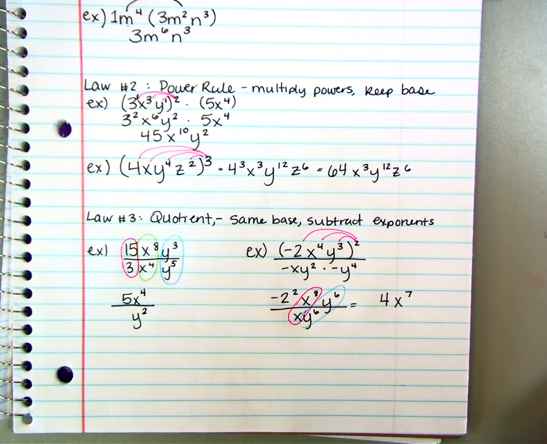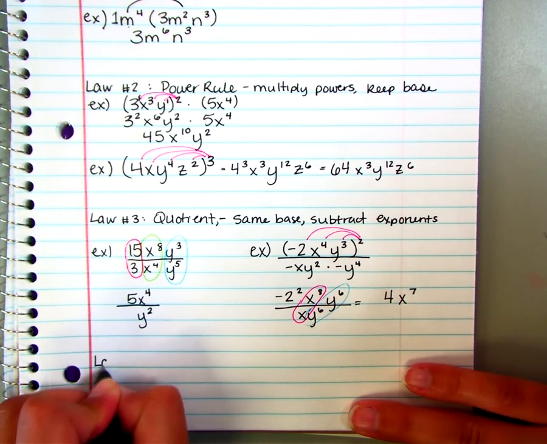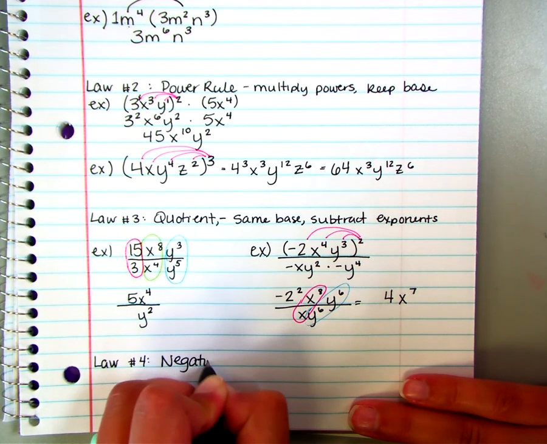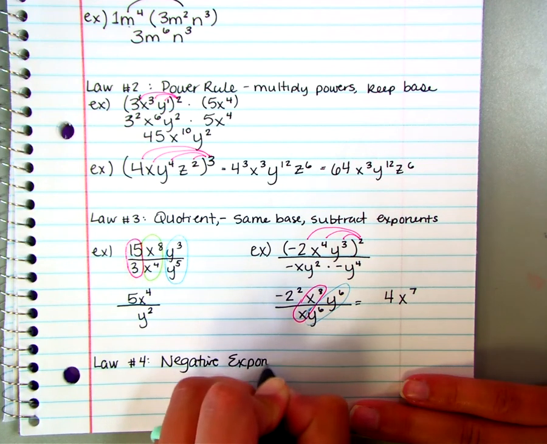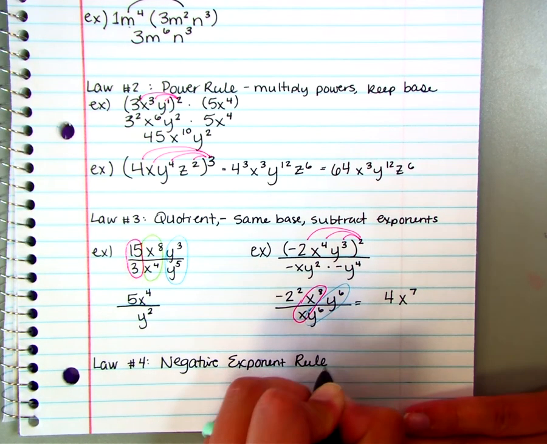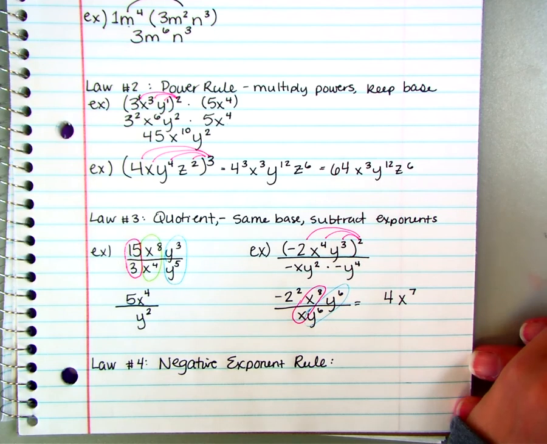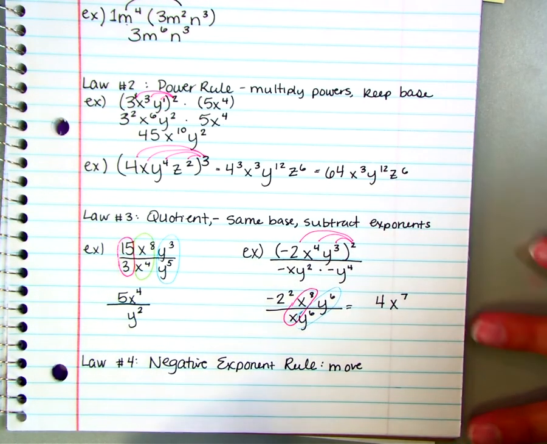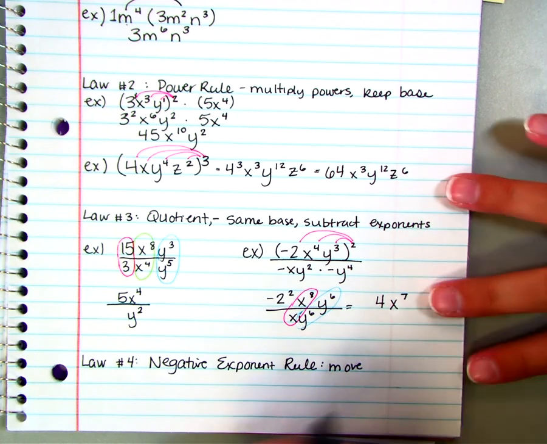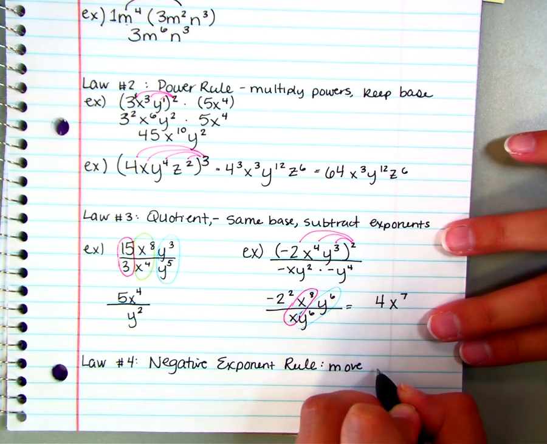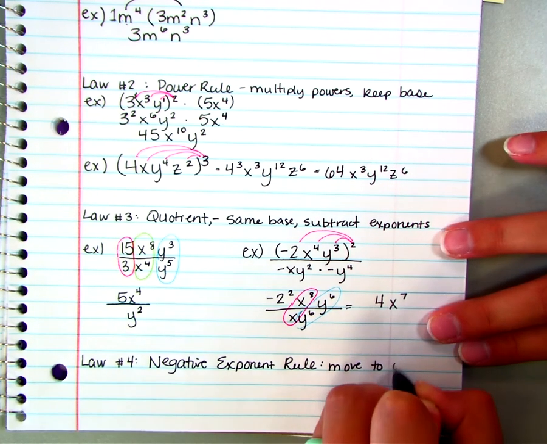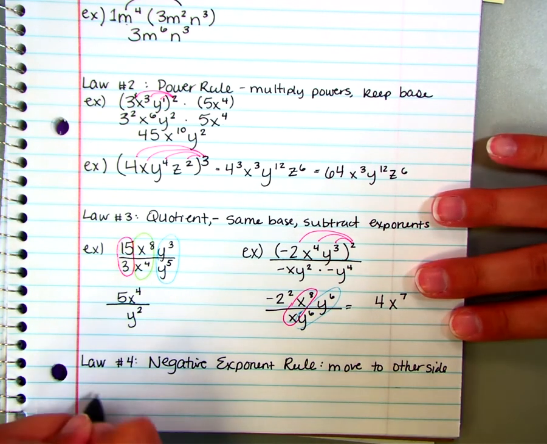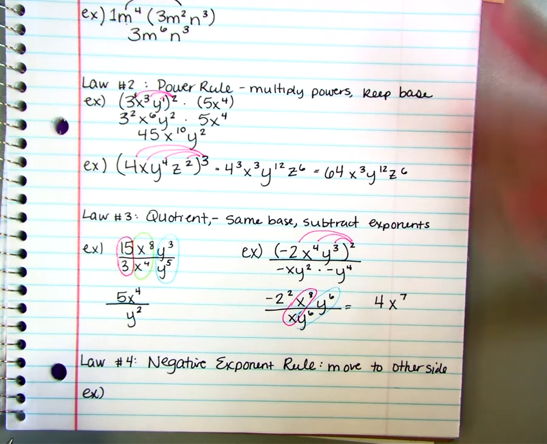So, all right, last law is the negative exponents. And obviously, when I'm giving you the definition for the rules, I'm not using correct mathematical terminology, but I think it's easier to learn and categorize in your brain that way. So with the negative exponent rule, we're just going to move to the other side of the fraction bar.